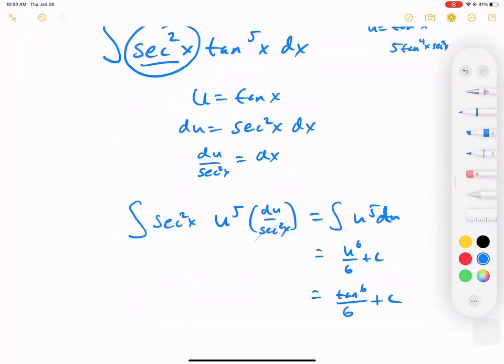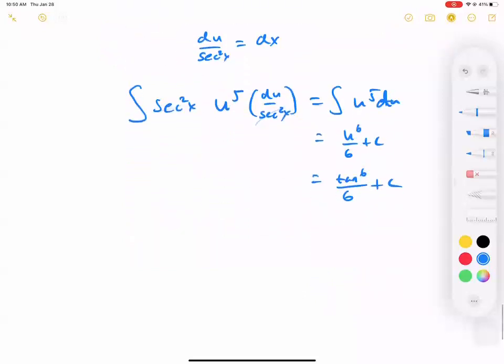Now, I want to prove that this is true. I want to prove to you guys that I'm not just making this up. I'm not faking this. I don't want to mess with you guys too much, but let's take the derivative of this. Wait, Mr. Co, would it be tangent to the 6x or just 6? Tangent to the 6th power x. Okay. I'm going to write 1/6 in the front to make it a little easier for us. So let's take the derivative of 1/6 tangent to the 6th plus c.